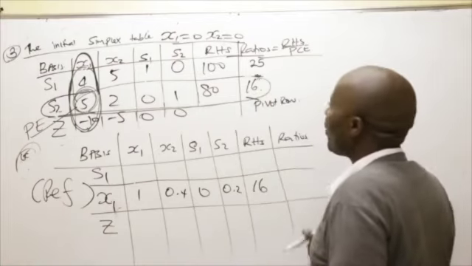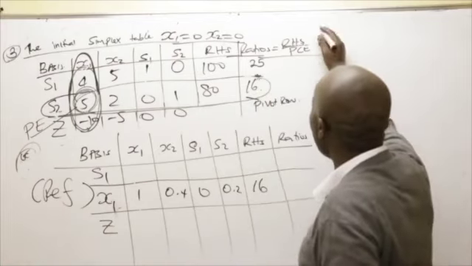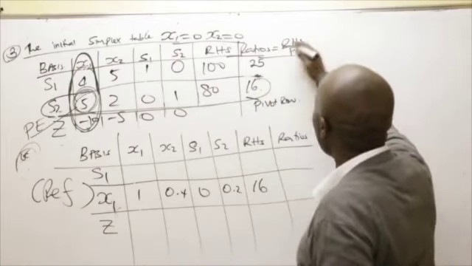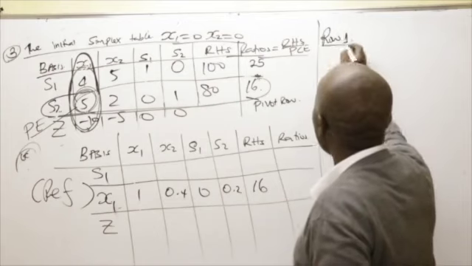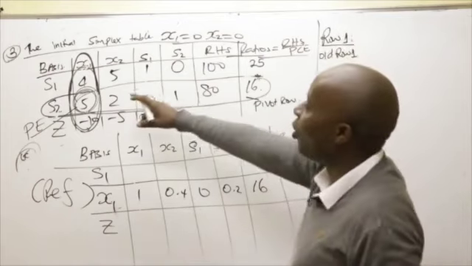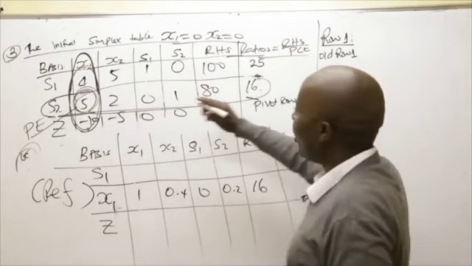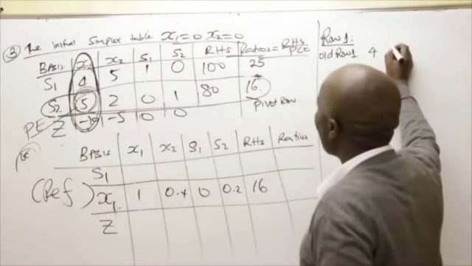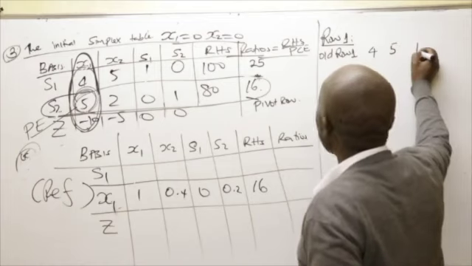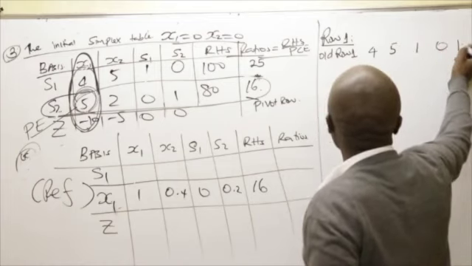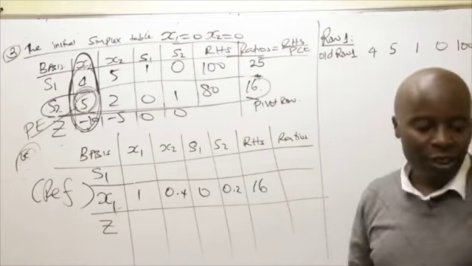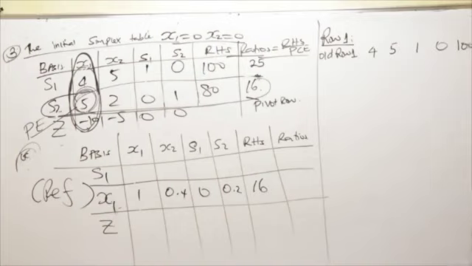So how do we transfer row 1? So we have here row 1. I'll write here the old row 1. I'm able to see it there. The old row 1 is 4, 5, 1, 0, 100. Leave out the ratios.